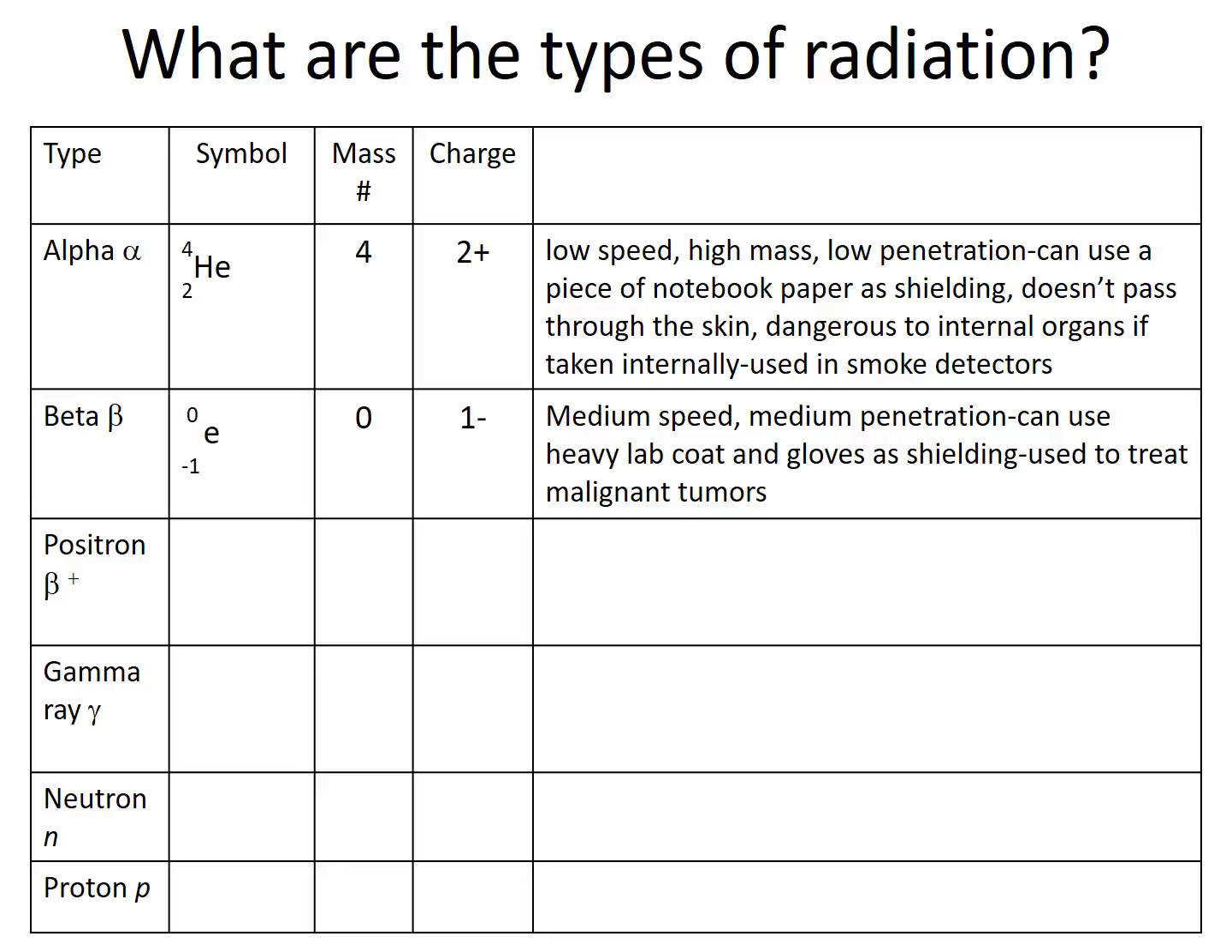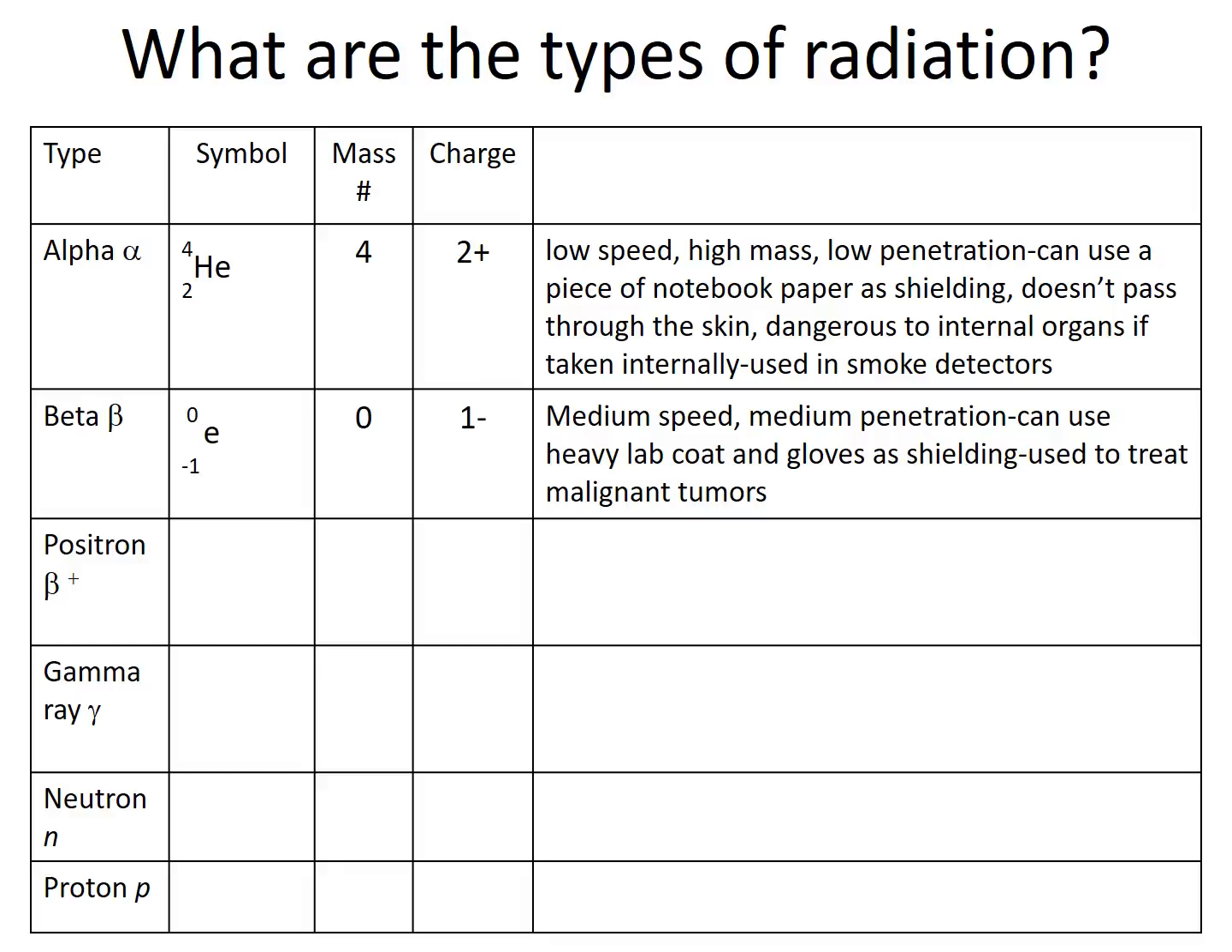These are medium speed and have medium penetration. You should use a heavy lab coat and gloves when handling something with a beta emitter. It's actually something that's going to be useful for treating things like malignant tumors. It has a certain penetrating ability, and it can actually kill tumor cells, and so you could use beta particles on malignant tumors to treat them.